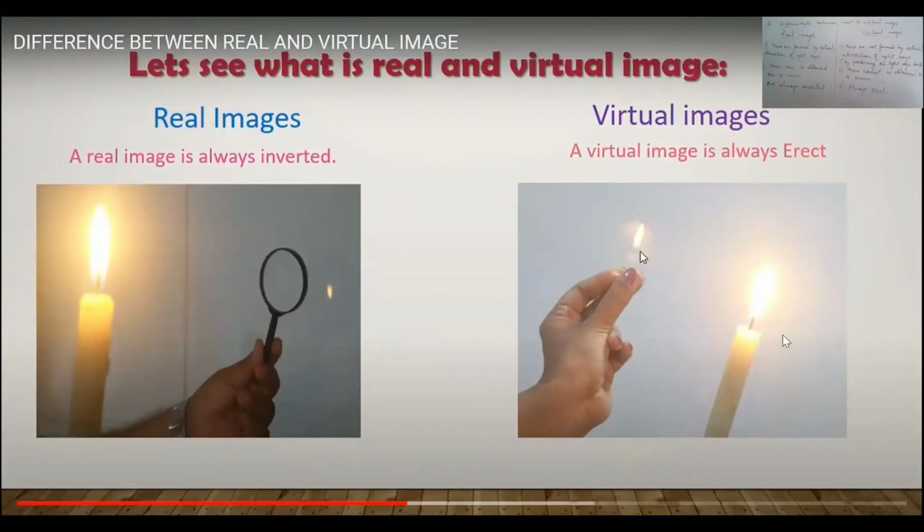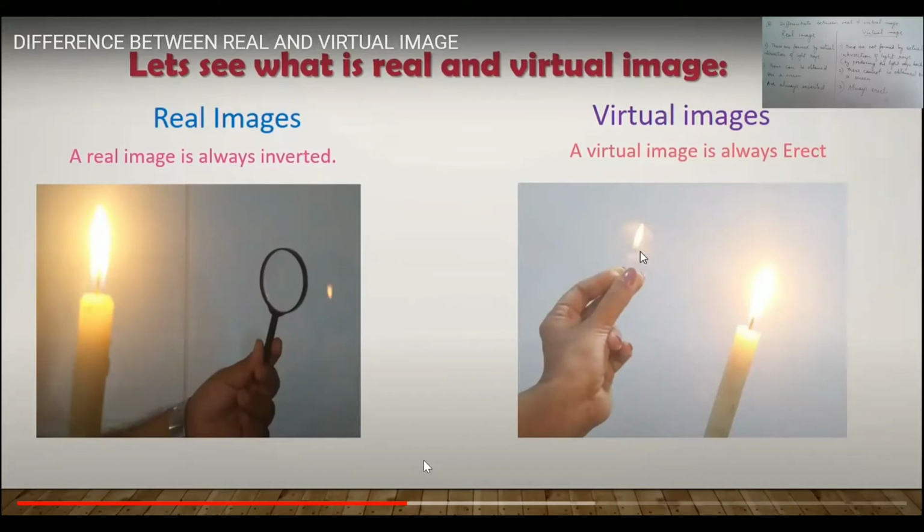Okay, real images can be obtained on a screen, whereas a virtual image cannot be obtained on a screen क्योंकि वो बनी नहीं रही है actual intersection से. Okay, and the third difference is that real images are always inverted. On your screen also you can see the image that is formed is inverted. Okay, and virtual images are always erect.